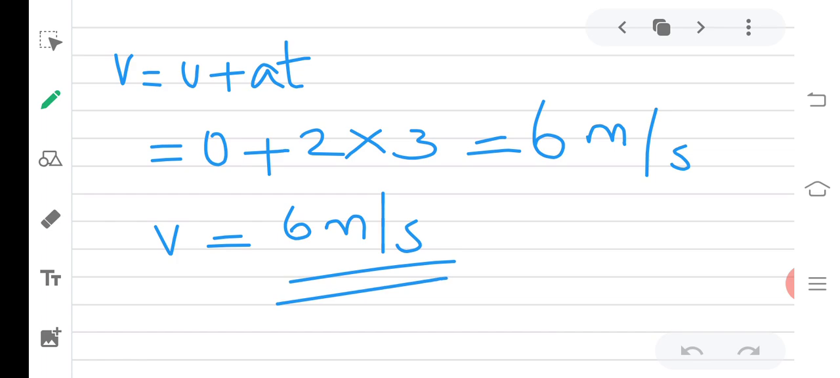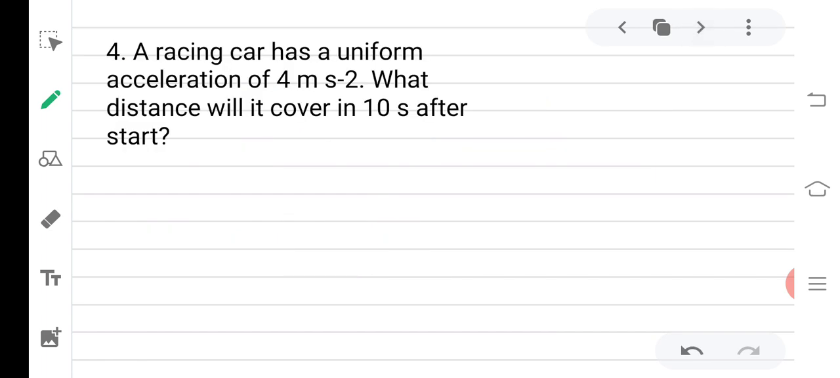That's all. Next question. A racing car has a uniform acceleration of 4 meter per second square. What distance will it cover in 10 seconds after start? Now you have to see one more thing. Now you can use the distance and time relationship, that is the second equation of motion, because here the given data is acceleration 4 meter per second square.